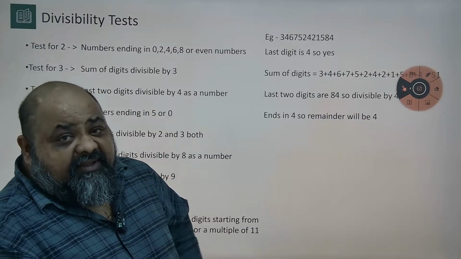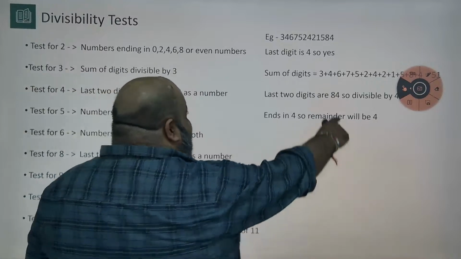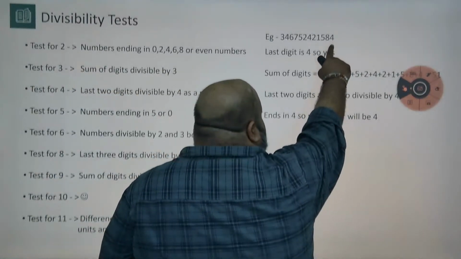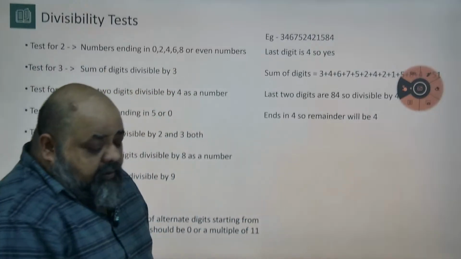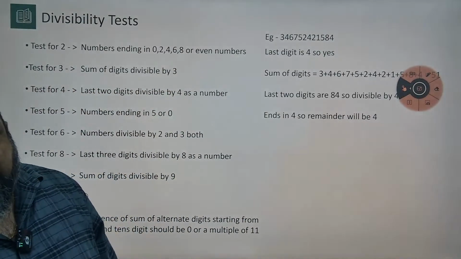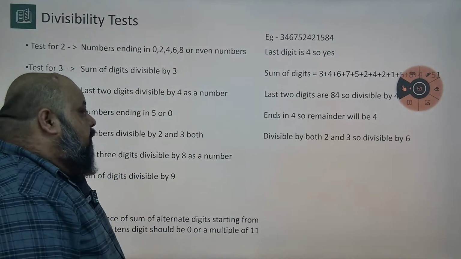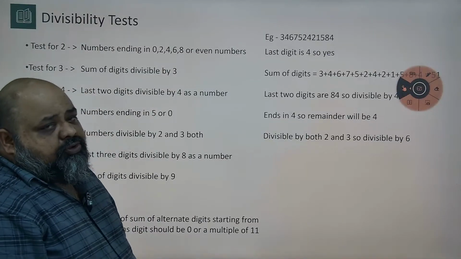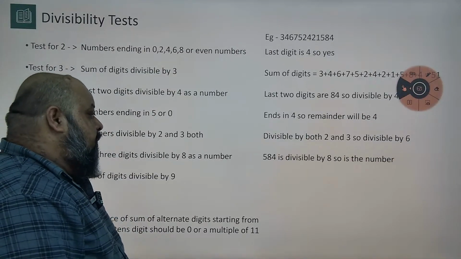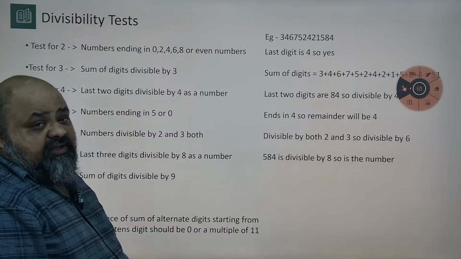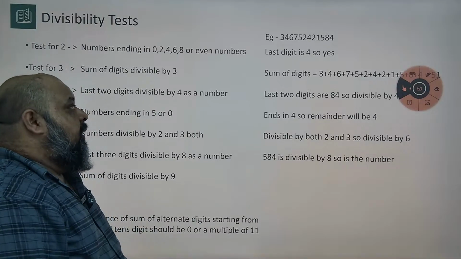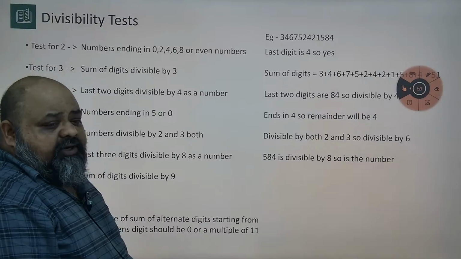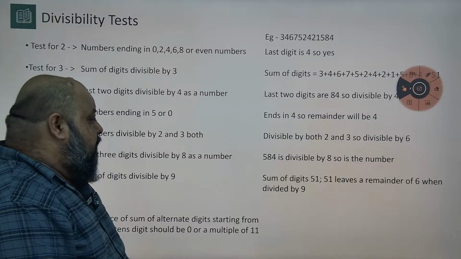What will be the remainder then? If this last digit was 0, the number would be divisible by 5. If it were 5, it will be divisible by 5. Since it is 4, the remainder becomes 4. Divisibility by 6, because divisible by 2 and 3 both, so divisible by 6 as well. Divisibility by 8. So we check 584. 8 sevens are 56. And then 24, divisible by 8 as well.